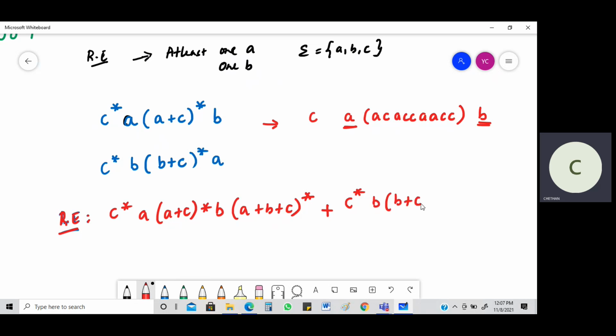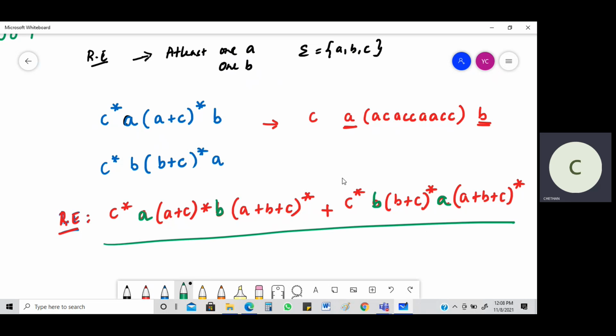So you have b plus c the whole star, then you have a, then again a plus b plus c the whole star. What is the change here? The change is very simple. The only change you can figure out is that first you have a, then you have b here, and here you have b and then followed by a, except that everything remains the same. So this will be my regular expression.